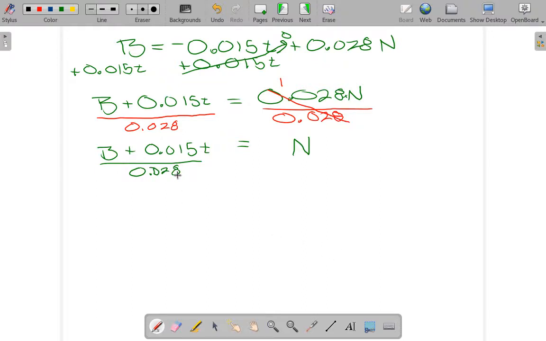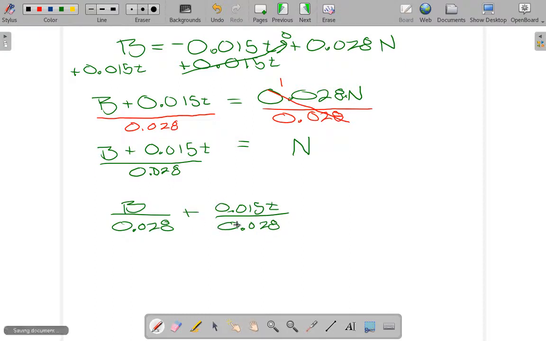Okay. Other options, some of you might be dying to divide those two numbers, and you could. However, you got to consider that the 0.028 is dividing both the b and that. So if you wanted to do this division right there of those decimals, you'd have to also include b. So another way to write this answer would be b divided by 0.028 and that 0.015t divided by 0.028. That kind of adds another complication, because if I carry out this division, it's probably going to lead to a crazy decimal.